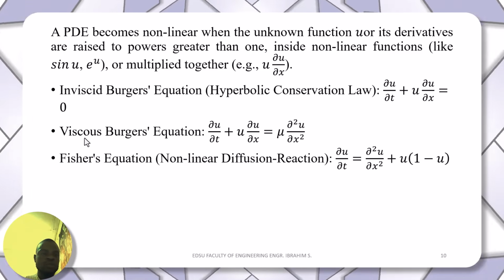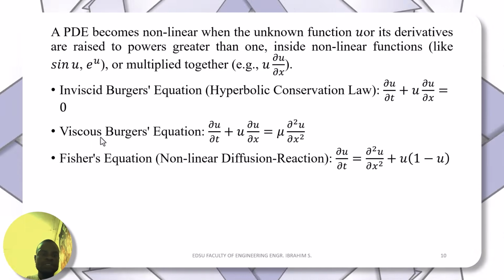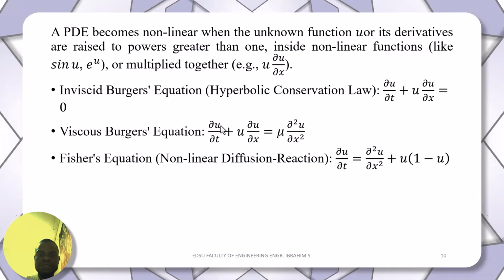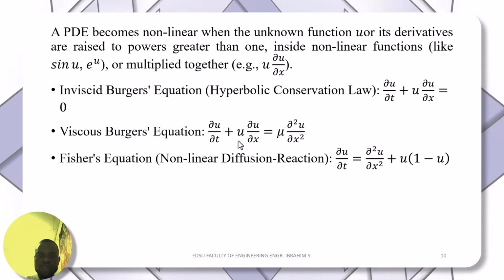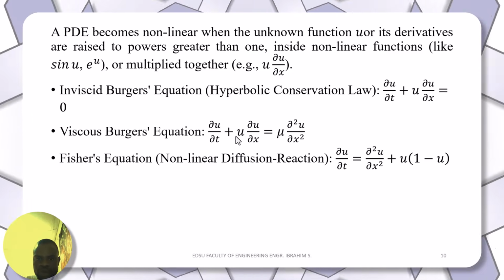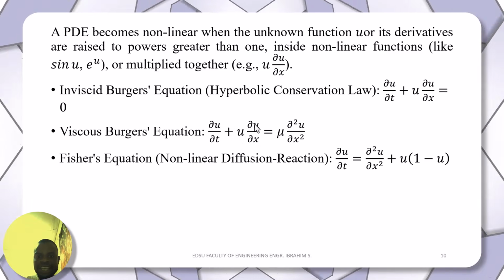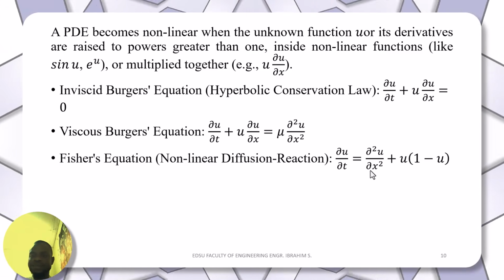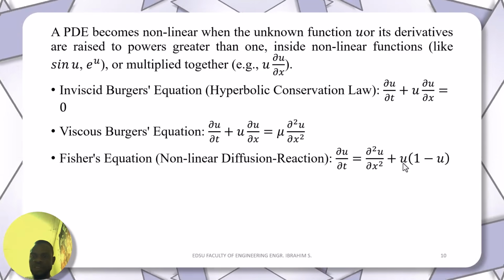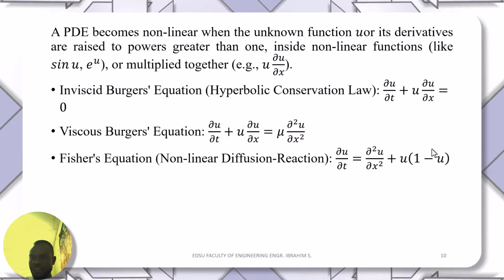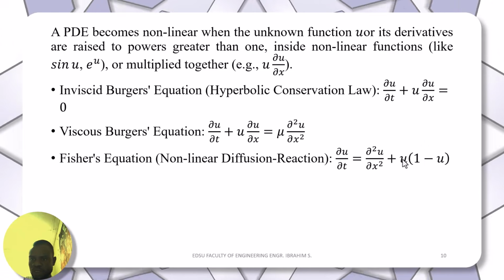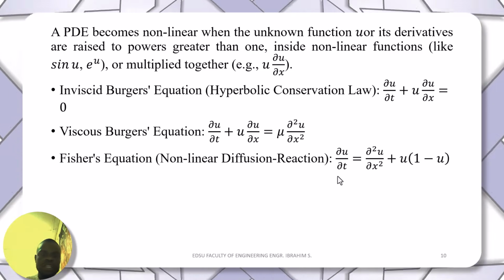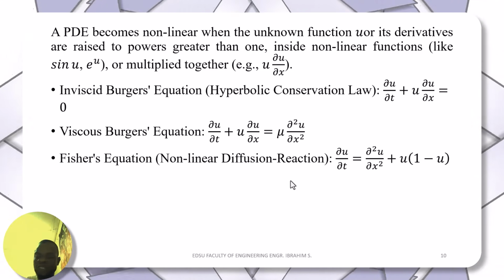Then you talk about this viscous Burgers equation again. You have the partial derivative of u with respect to t plus u. Because this u is multiplying this derivative, it means it is not linear. As you can see also, inside the function you have a u again, so because of that it is not linear, and this one is Fisher's equation.